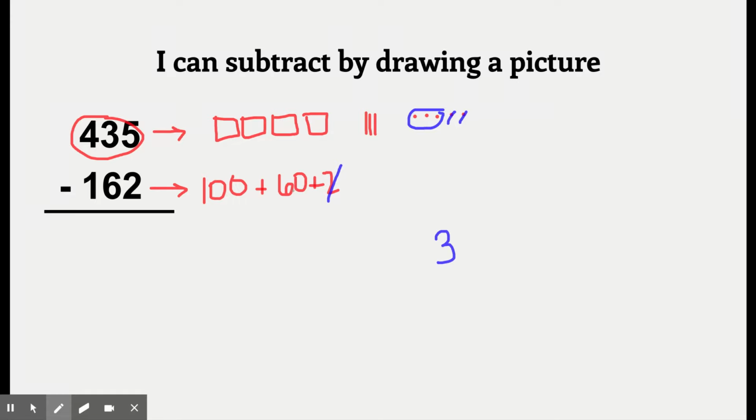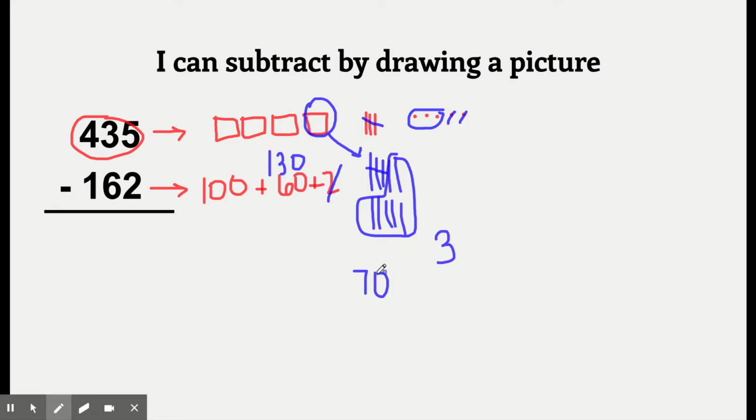Where can I go to get more tens? Well, I know that each of these hundreds have 10 tens in them. So I'm going to take 100 and I'm going to break it into 10 tens so that I have more tens to work with. So now, instead of having 3 tens, I have 13 tens, or 130. I can take 60 from 130. So here's 1, 2, 3, 4, 5, 6 tens, and I'm left with 7 tens, or 70.